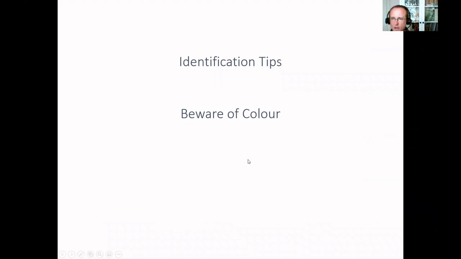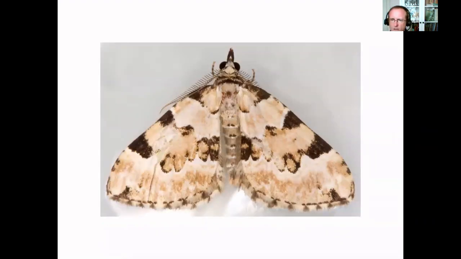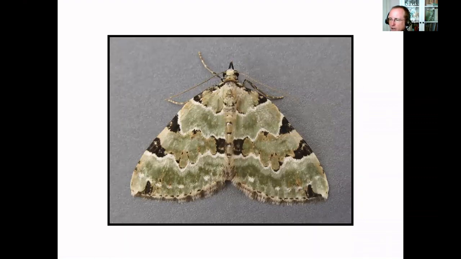The other thing that is worth taking into account is colour, because colour is a fickle thing, or it can be. So if you caught that, now to me immediately I know what it is, but if you were looking through the books you might not find it, because it should be that colour, and green is notorious for fading to yellow. So if you've got a yellow moth and you can't find it, just imagine it as being green.